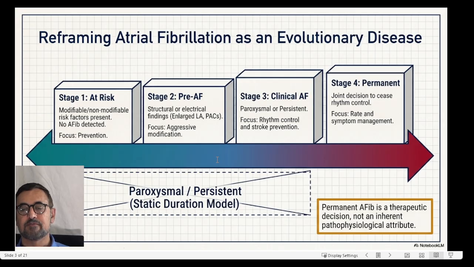Afib should be thought of as a staged disease. Stage 1 is the at-risk population, patients with risk factors for Afib but no Afib as of yet. Stage 2 is pre-Afib, where structural or electrical abnormalities already exist. Stage 3 is clinical Afib, paroxysmal or persistent. Stage 4 is permanent Afib, which is important. It is not a biological inevitability but a therapeutic decision. This emphasizes that early intervention can alter the disease trajectory.